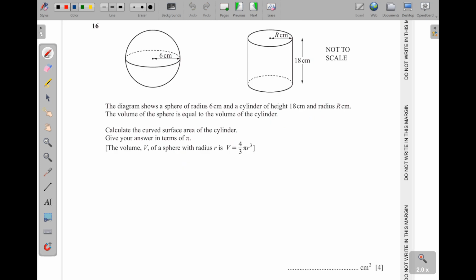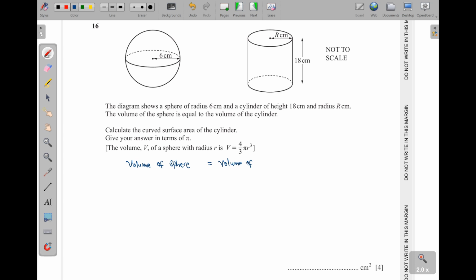Okay. Question 16. The diagram shows a sphere of radius 6 centimeters and a cylinder of height 18 centimeters and radius r centimeters. The volume of the sphere is equal to the volume of the cylinder. Calculate the curved surface area of the cylinder. So they have said that the volume of the sphere is equal to the volume of the cylinder.